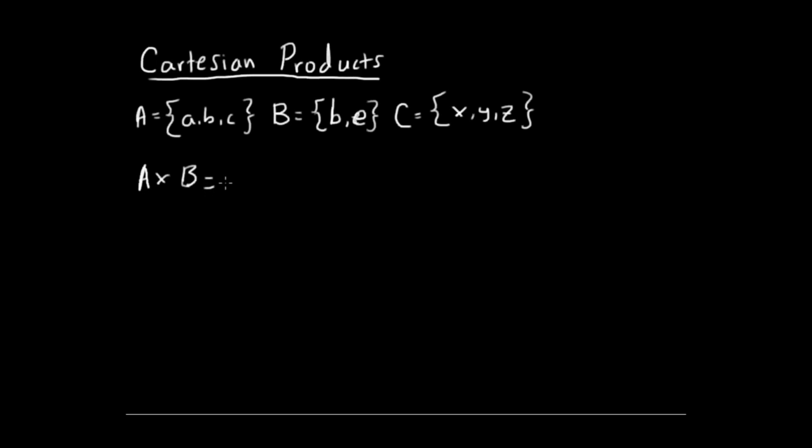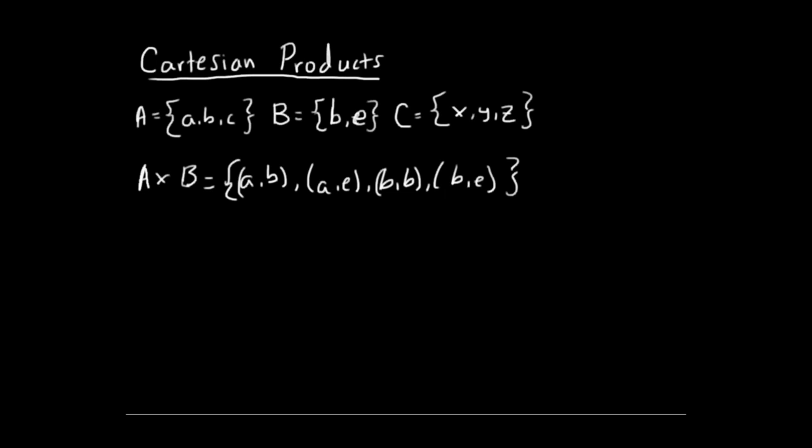So, cross product of A times B is going to be AB, and then you're going to put that in ordered pair. And then AE, and then BB, and BE. And then you're done. That's the Cartesian product of A times B. But sometimes, oh wow, I guess you're not done actually.